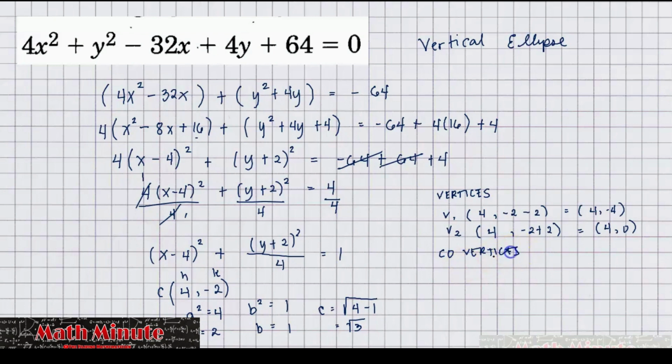Next would be the co-vertices. For CV sub 1, we copy k, which is negative 2, and we subtract the value of b from h. So this would be 3, negative 2. For your CV sub 2, that would be 5, negative 2. It's because we added 1 on your h. Then for the foci, F sub 1 and F sub 2, we copy h, which is 4, then negative 2, the value of your k, plus or minus square root of 3. And that's it.